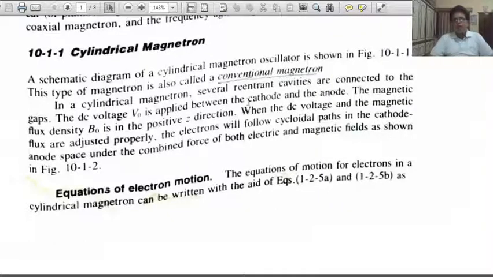Now, several resonant cavities are connected to the gaps. The DC voltage V0 is applied between cathode and anode. The magnetic flux density B0 is in the positive Z direction. When the DC voltage and the magnetic flux density are adjusted properly, the electrons will follow cycloidal paths in the cathode-anode space under the combined force of both electric and magnetic fields, as shown in the figure.